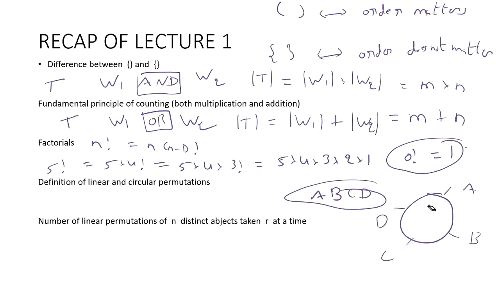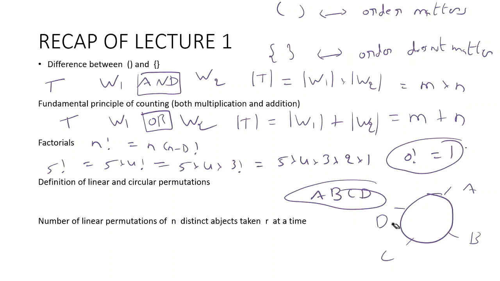The difference between linear permutation and circular permutation is that in a linear permutation there is a notion of first place, second place, third place and last place. But in a circular permutation, there is no notion of first place, second place or last place. So I can treat A as the first element, or B, or C, or D as the first element in this circular permutation. But here in this linear permutation, I have to treat A as the first element and B as the second element. Okay, and a few linear permutations result in a circular permutation. And then we have derived a formula for this one.